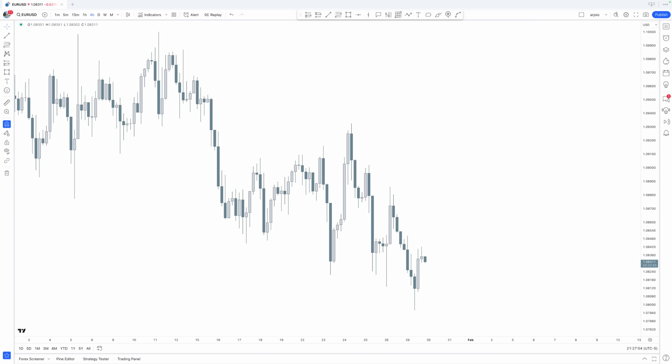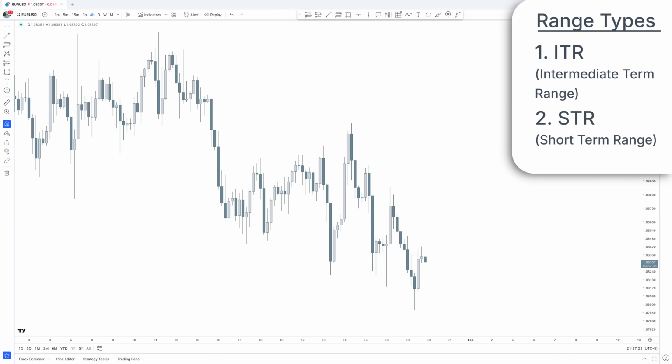Here we are on Euro US dollar on the 4-hour chart. We need to go over 3 steps in order to understand this concept. Where the first step is ranges. There's 2 types of ranges. There's an ITR and an STR. ITR stands for intermediate term range. STR stands for short term range.